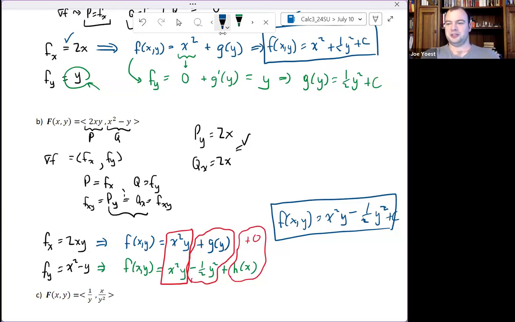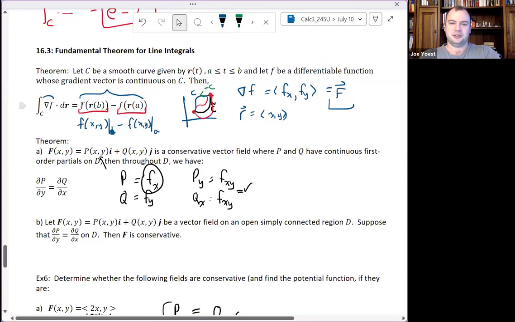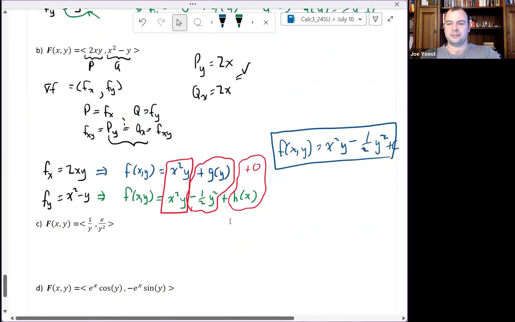I'll probably forget to do that sometimes, but our end goal is to use this as something like an antiderivative to evaluate something like a definite integral. So the actual constant c's are going to subtract off when we actually use this. And then we can check fx. Well, the minus 1/2 y squared plus c all differentiates off, and I get 2xy. That looks good. For fy, the plus c goes away. I get x squared minus y. That looks right.